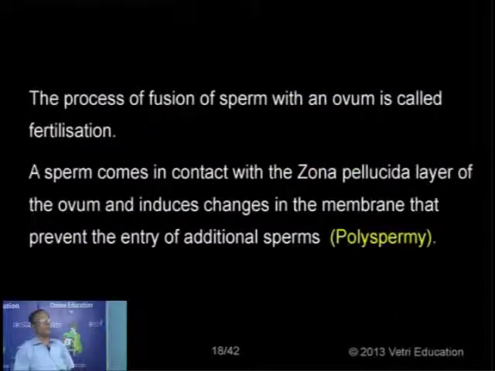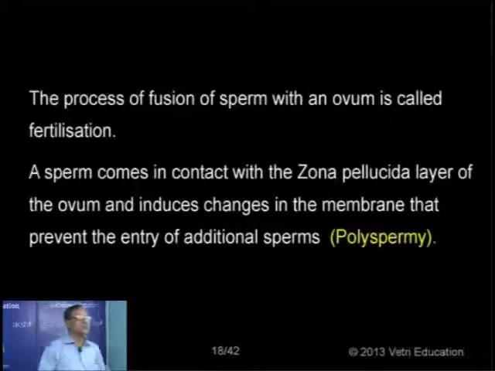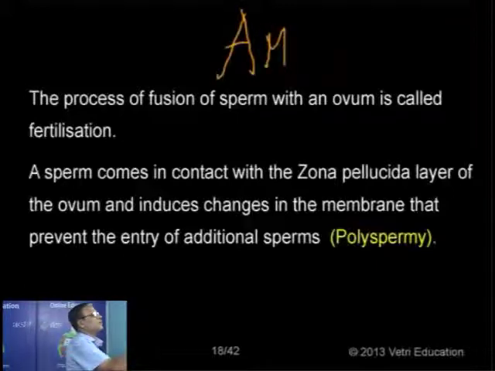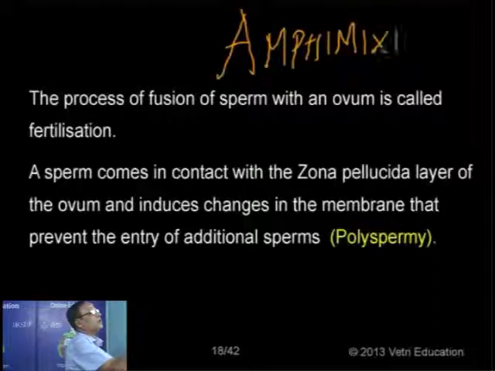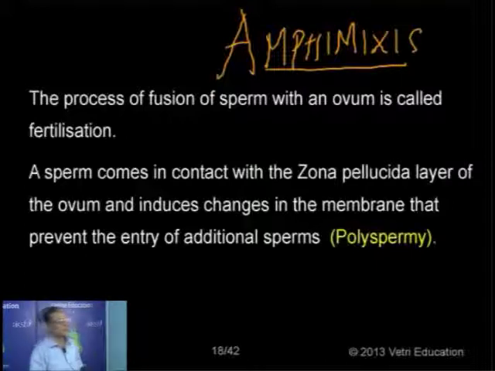Now what do we call fertilization in simple terms? The process of fusion of male and female gametes, or the fusion of a sperm with an ovum or egg, is called fertilization. It is also called amphimixis, for the mixing of the nuclei of the egg and sperm. The mixing of the nuclei of the egg and sperm is called amphimixis.